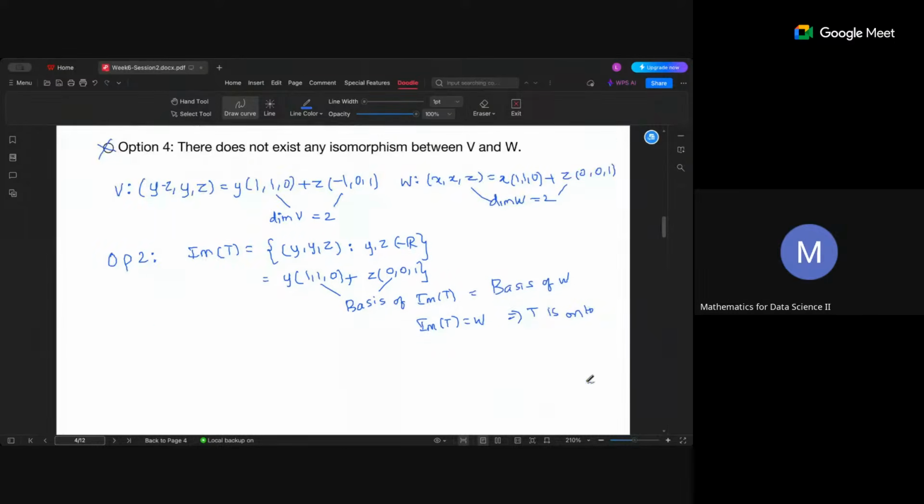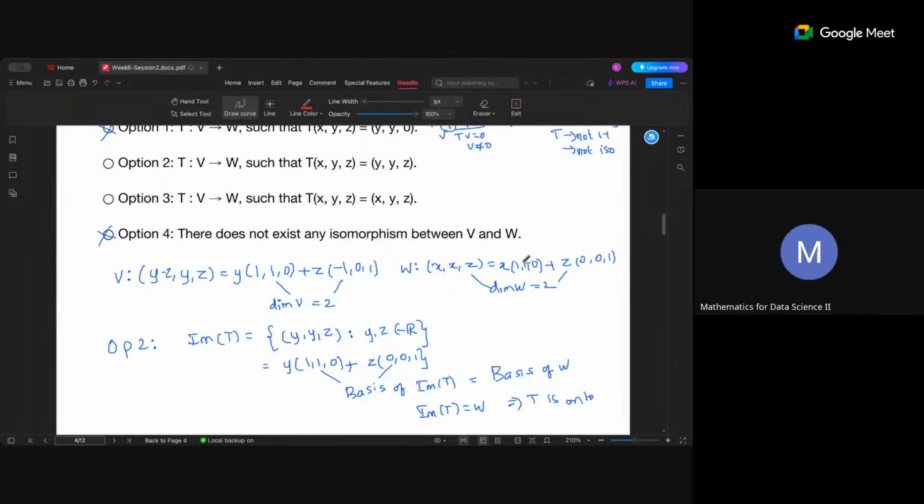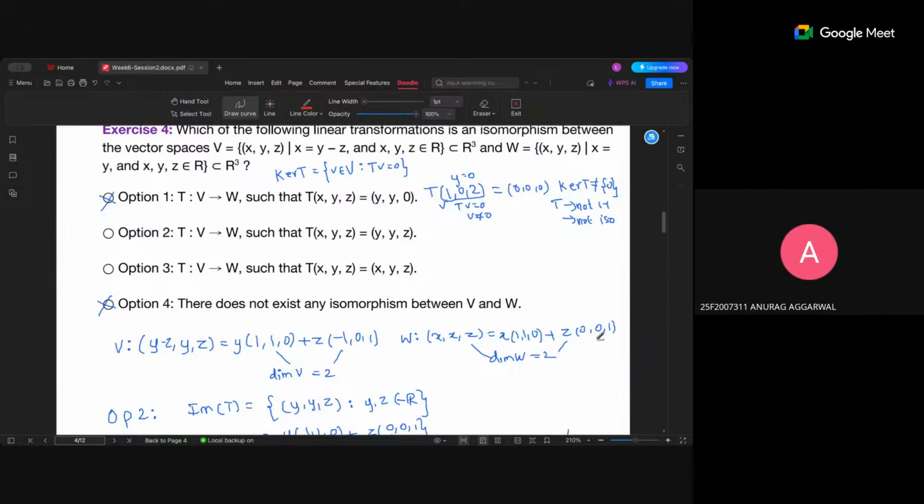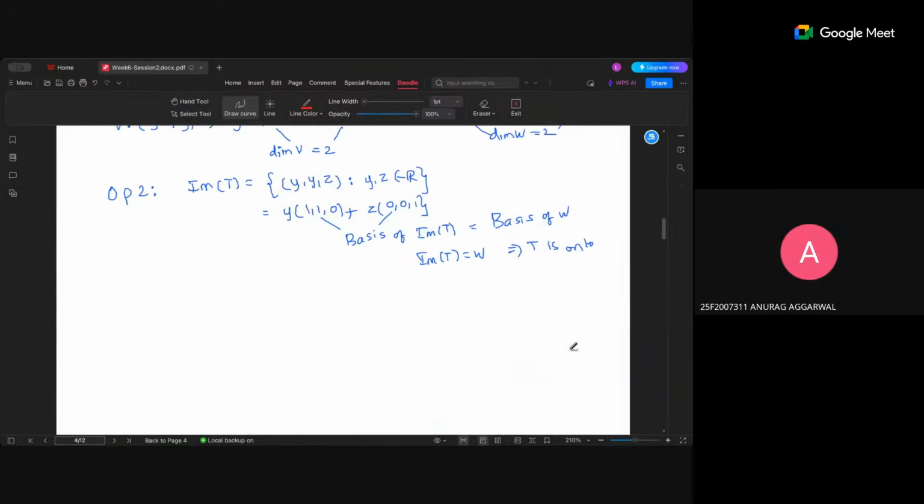Okay, so the one method is by kernel, and the second one is by basis, right, ma'am? Yes. Onto, how is the basis of W 110 and 001? W is R square. I have already written why the basis is 110 and 001 for W. See, here there is one result which we are using.